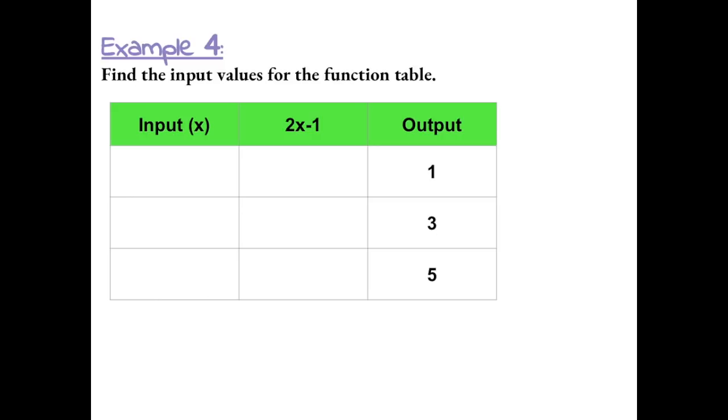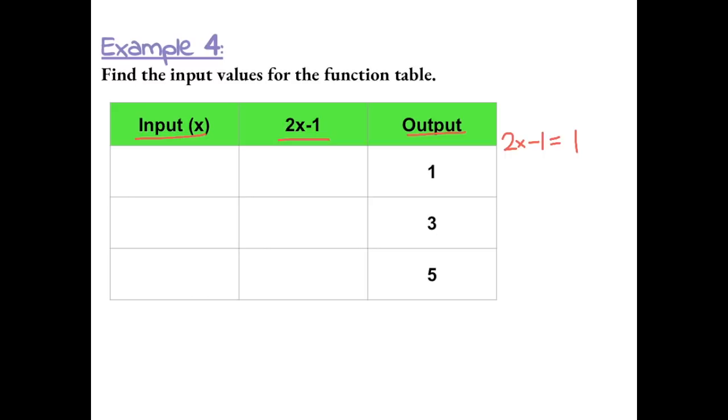Example 4, find the input values for the function table. Again, we're given our output and our function rule, and we want to find our input. So just like in the last example, we're going to take our function rule, 2x minus 1, and set it equal to each output value to find our input. So our first output is 1. So I'm going to set our function rule, 2x minus 1, equal to our output, 1, and solve for x to find our input.